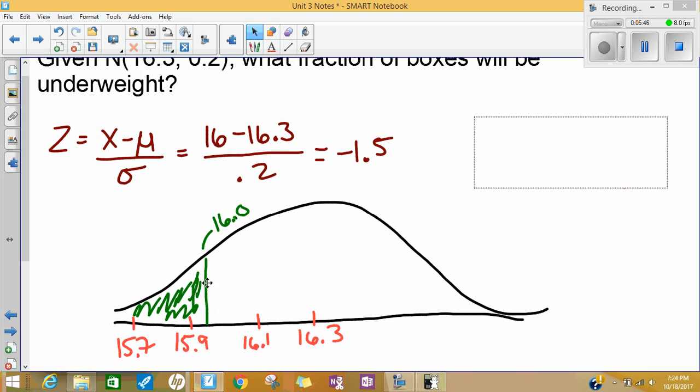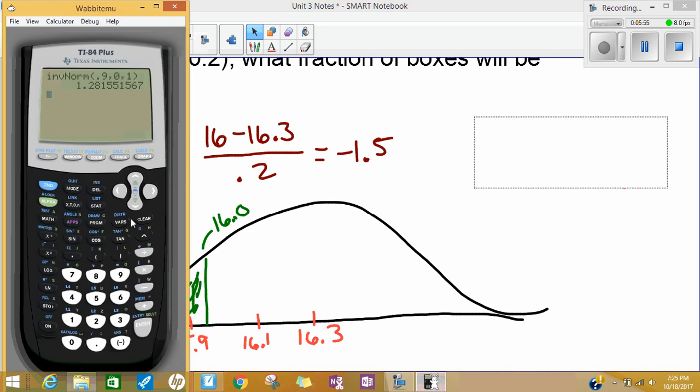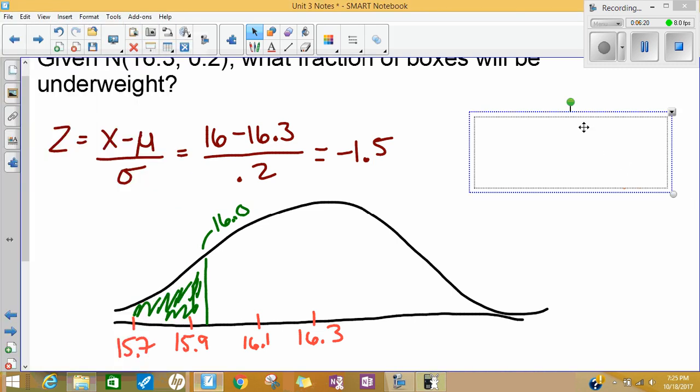And so we want to find out what is this left tail area, the percentage of boxes that will be under 16 ounces. So we can calculate that. Second, vars. We're going to do normal CDF like we did yesterday. We'll make our lower bound about negative 100. Our upper bound is our z-score, negative 1.5. Leave 0 and 1 for our mean and standard deviation. And so we get this decimal here, 0.0668.